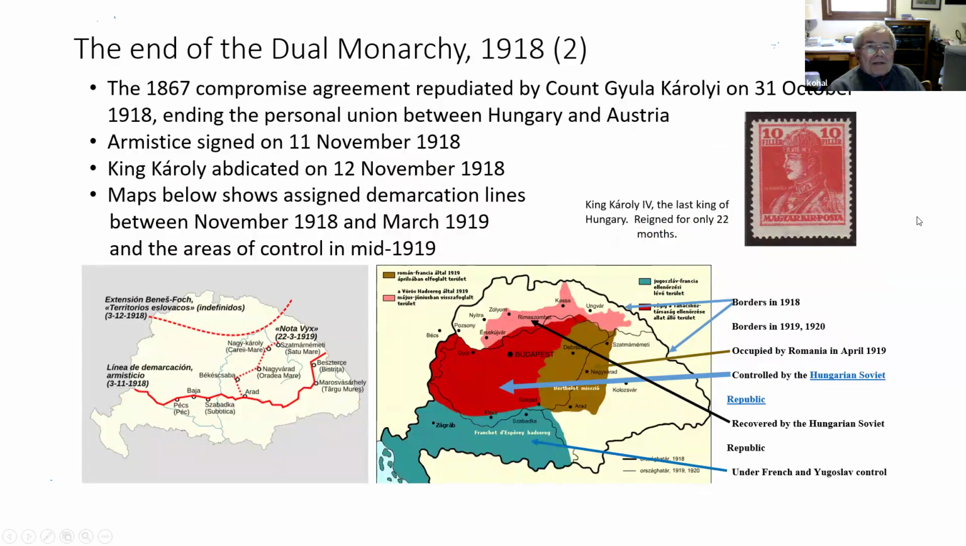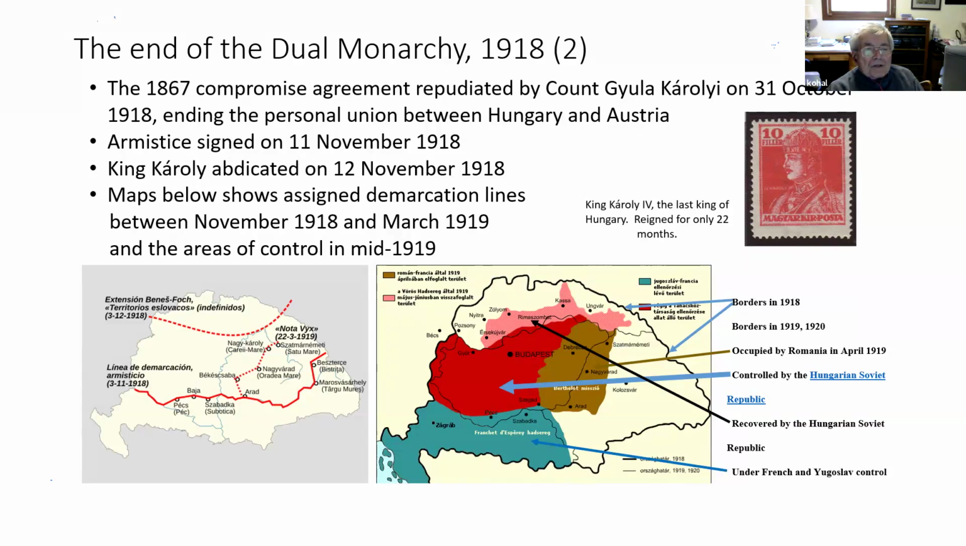Now, the end of the dual monarchy occurred in Hungary on October 31st, 1918, when the government repudiated the compromise agreement and ended the personal union. Károly IV was the last Hungarian king, and he only reigned for 22 months. The armistice was signed on November 11th, that was in effect on the Western Front, and Károly abdicated the next day.